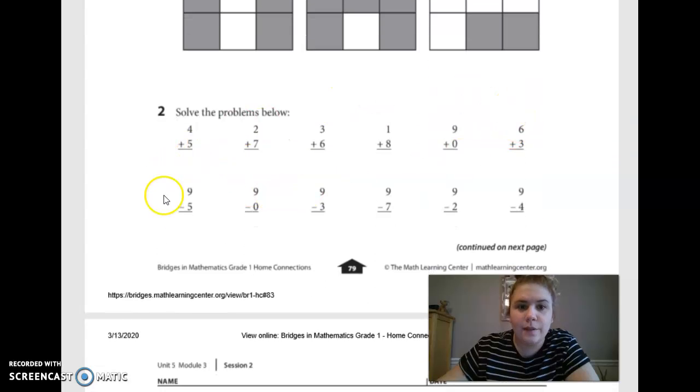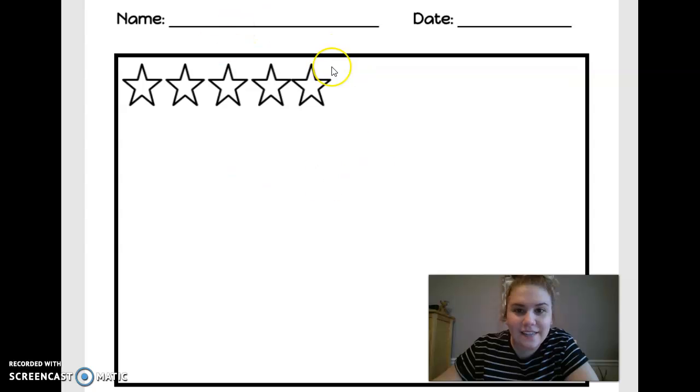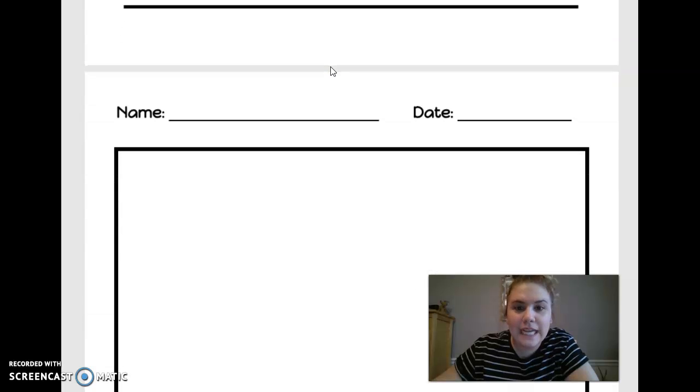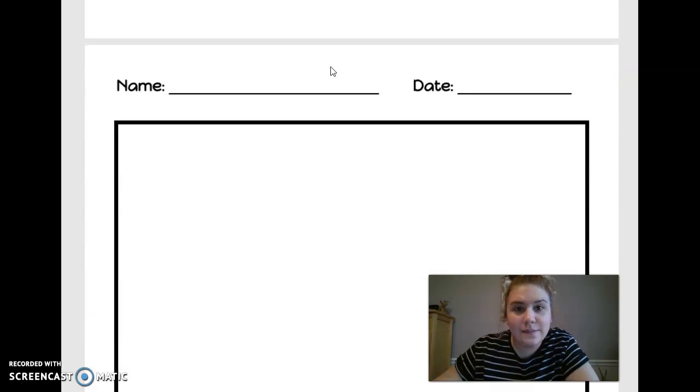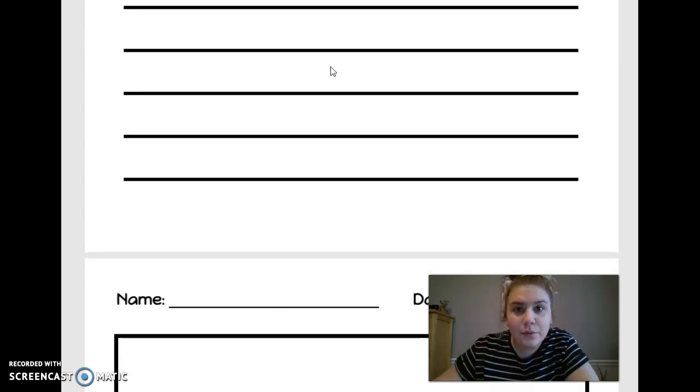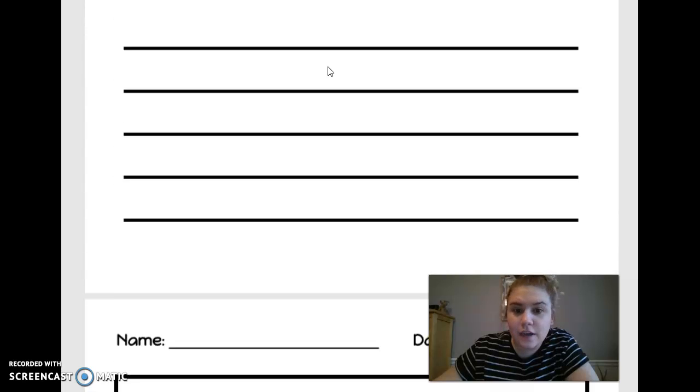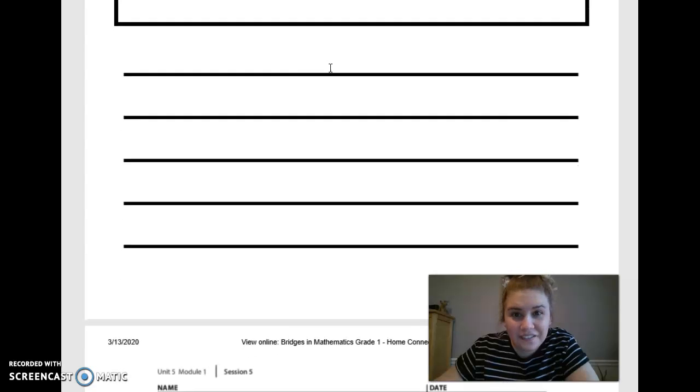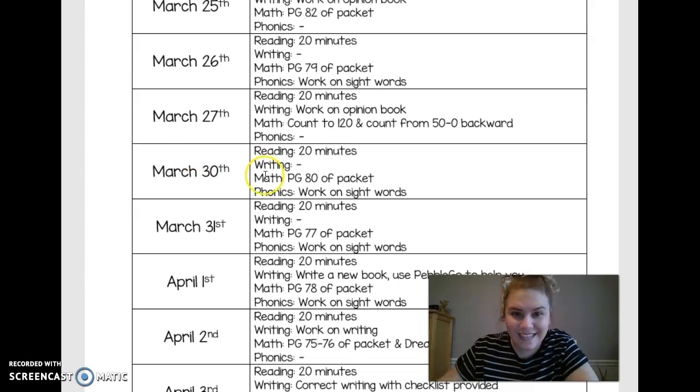And these are going to look familiar from yesterday. Just review of these. Addition on the top, subtraction on the bottom. Just a reminder that this is the writing paper attached here. If you have accessibility to a printer, feel free to print off these pages to make a booklet. If not, just use notebook paper. That works just as great.